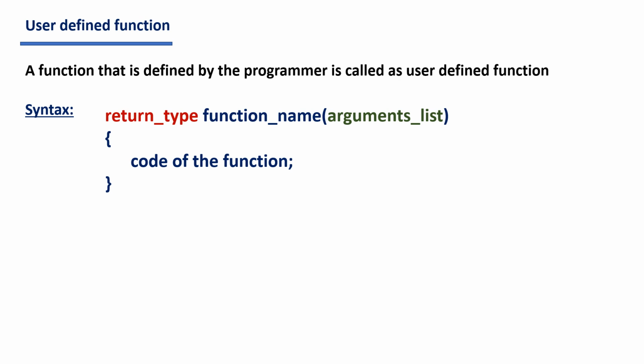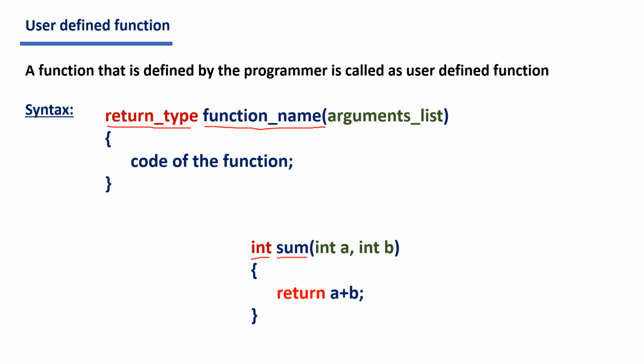Now we see an example. Here, sum is the function name. Integer is the return type of the function, and there are two arguments here, a comma b. Both are of type integer. Now these come under the arguments list, and this is the code of the function. This is a simple example of a user-defined function.